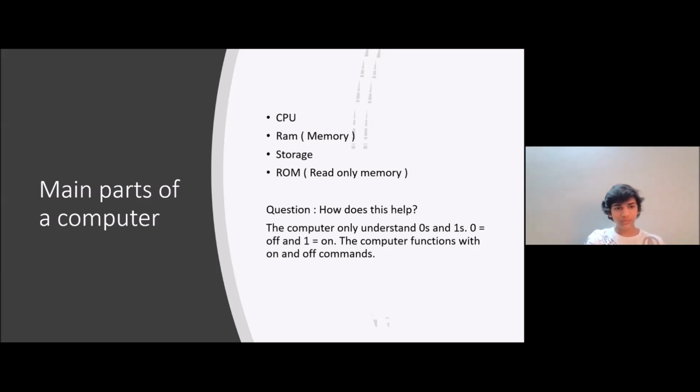So 0 is equal to off and 1 is equal to on. You will understand what I'm trying to tell by that. The computer functions with on and off commands. For example, if I have 6 or 7 apples in my hand, and I ask, hey Avinash, can you hold at least 3 for me? Avinash might think, should I hold for him or shouldn't I? So this is the basic type of structure of a computer. Yes or no, like on and off commands.